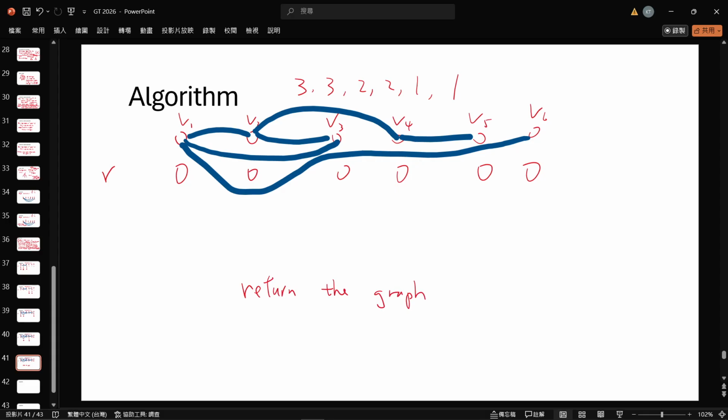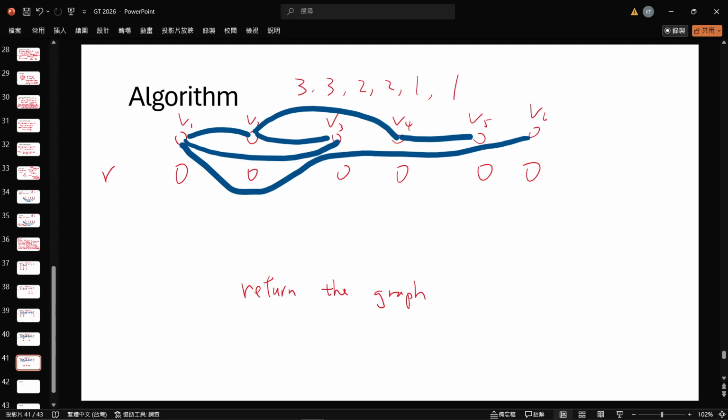Okay, so we can check whether this graph realizes the degree sequence 3, 3, 2, 2, 1, 1. V1 has degree 3, V2 has degree 3, V3 has degree 2, V4 has degree 2, and V5 and V6 both have degree 1. So this realizes the degree sequence.